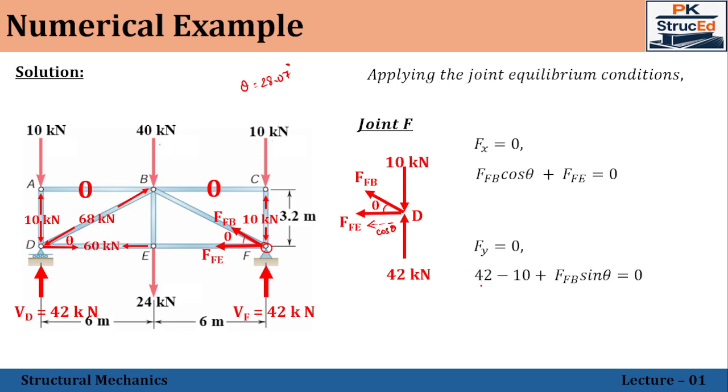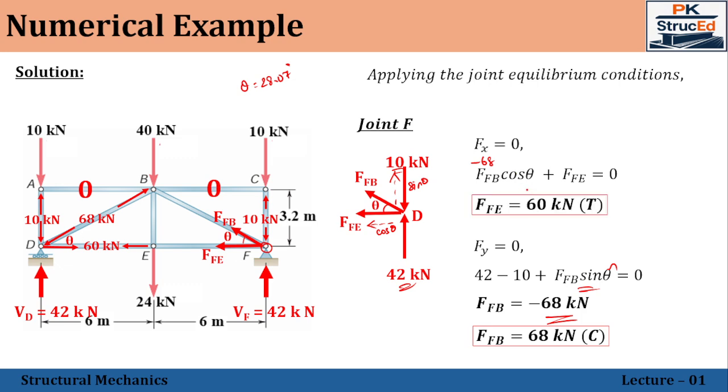So in that case, we have 42 acting upward, 10 acting downwards, and the vertical component of this force will be acting in the upward direction, and that component will be sine theta. So it will be plus FFB sine theta. So knowing the value of theta, we can get the value of FFB, which is minus 68 kilonewton, which means this is in compression. Now substituting the value of FFB as minus 68 in this equation, we can get the value of FFE, which is 60 kilonewton tension. Now, since the direction assumed for FFB is wrong, we can change the direction, which will be acting towards the joint.